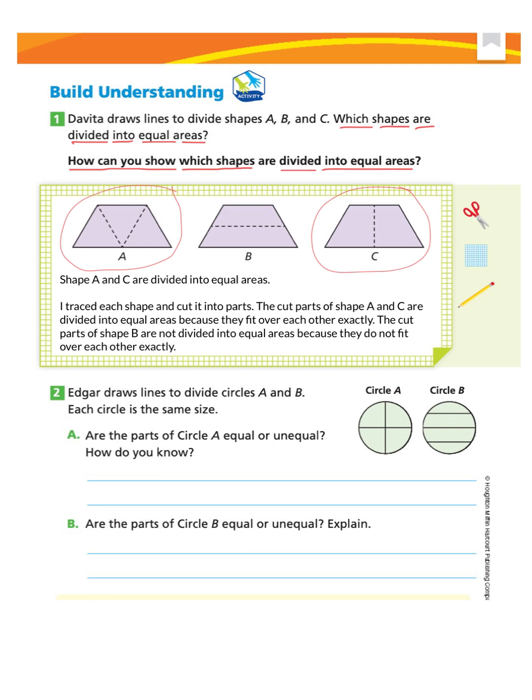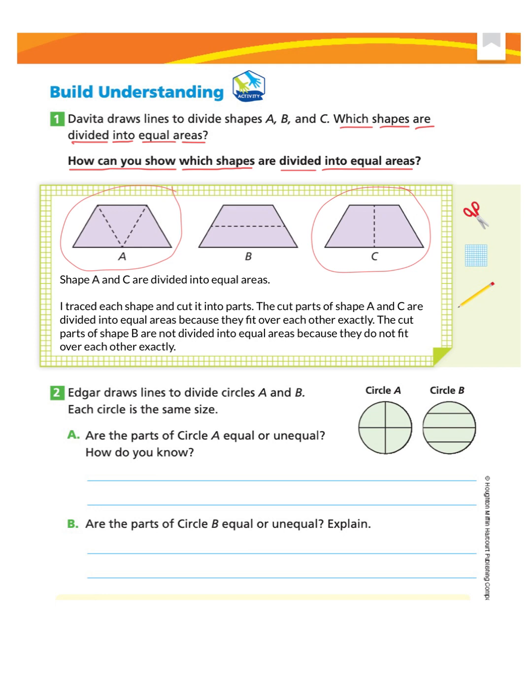And how can we show which shapes are divided into equal areas? I traced each shape and cut it into parts. The cut parts of shapes A and C are divided into equal areas because they fit over each other exactly. The cut parts of shape B are not divided into equal areas because they do not fit over each other exactly. If you would like to pause to write this information down, you may do so.